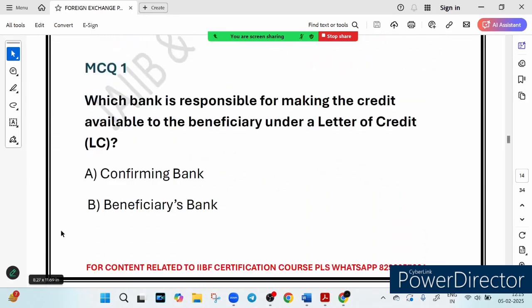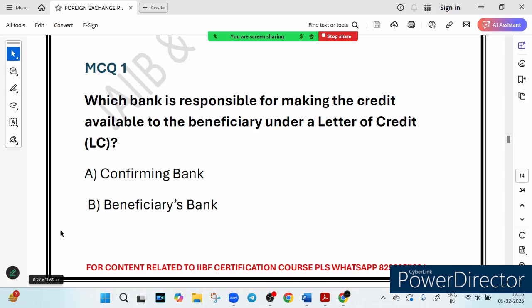Which bank is responsible for making the credit available to the beneficiary under a letter of credit? So let's answer this question. Option A says confirming bank. Not correct. A confirming bank is a bank that adds its own confirmation to the LC, guaranteeing payment to the beneficiary in addition to the issuing bank. However, it is not the only one directly responsible for making the credit available under the LC.